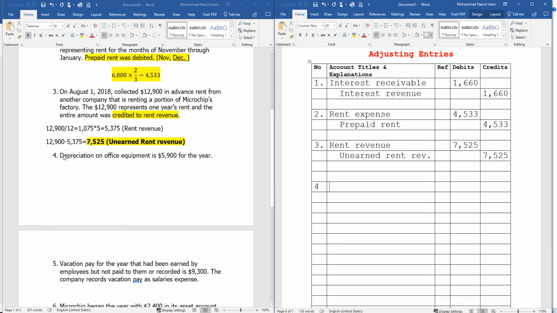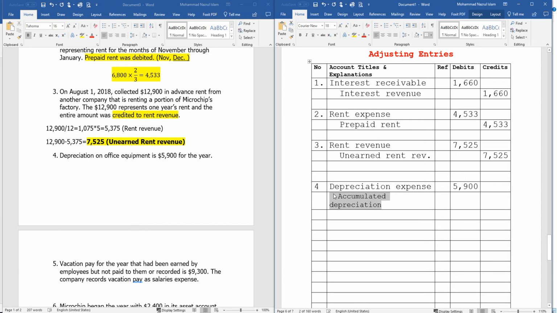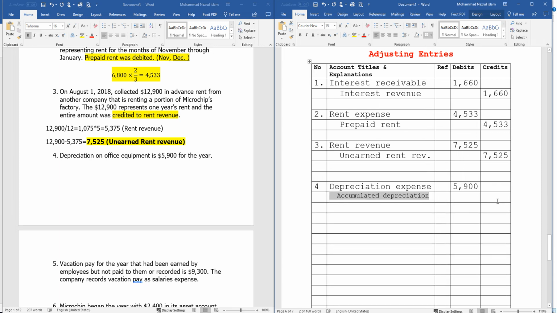Okay, let's see number 4. Depreciation on office equipment is 5,900 for the year. So depreciation expense 5,900, and this is accumulated depreciation. Let's make the font a little bit smaller. So okay, so that is 5,900.